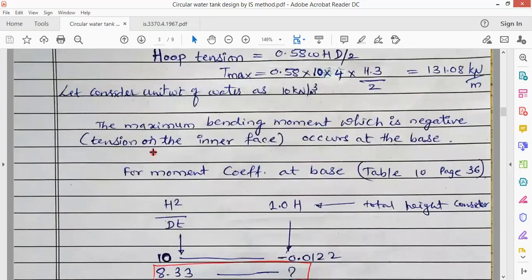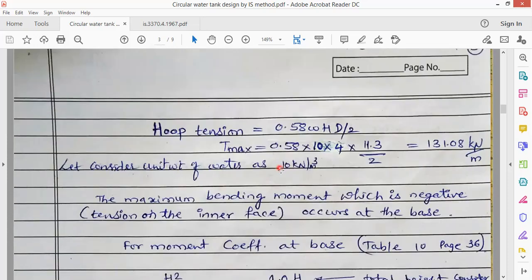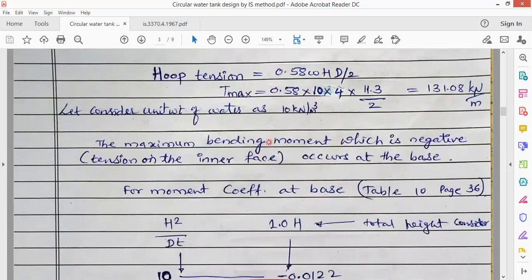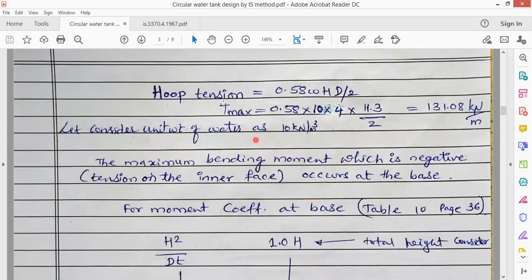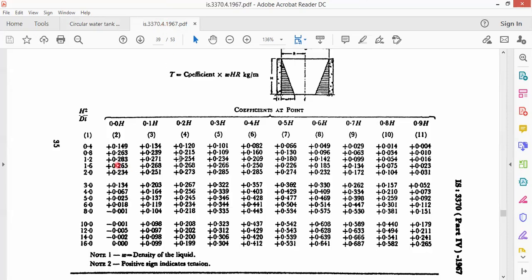Similarly, I will now calculate the maximum bending moment, which is negative, with tension on the inner face, right? So the maximum bending moment will be a negative moment. It occurs in the inner face, at the base slab, because it is fixed. Because of the fixity, the negative moment will occur in the inner face. For that, from the same circular water tank coefficients, I am going to refer to the next table, table number 10, page number 36.